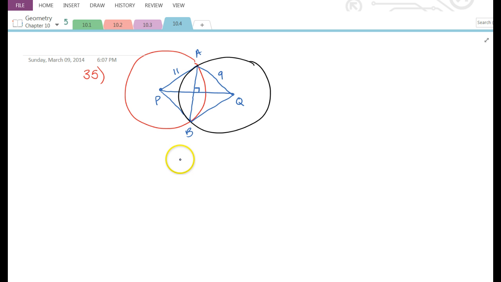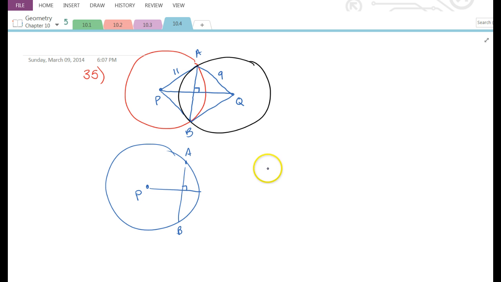If I took P and I took it away from that mess, AB is right here. And we said it's perpendicular, right? Same with circle Q. If I took it out of that mess, AB, it's the same AB. Okay? With this being 11 and this being 9. I just took it apart so it looks less confusing. Okay, it's the same AB though.